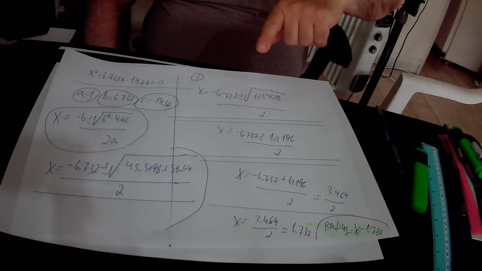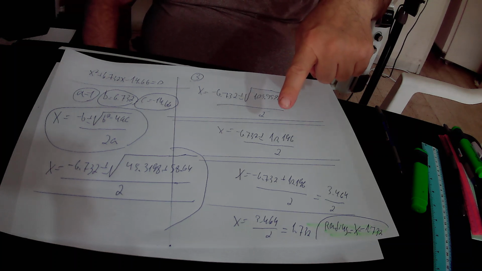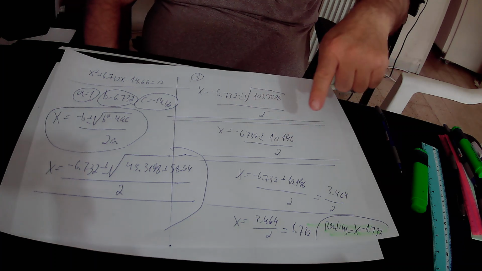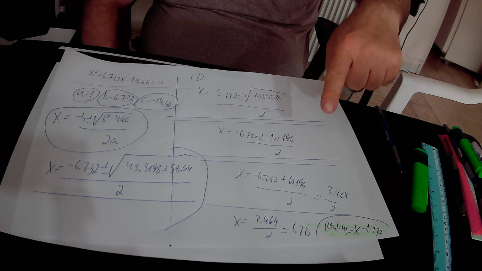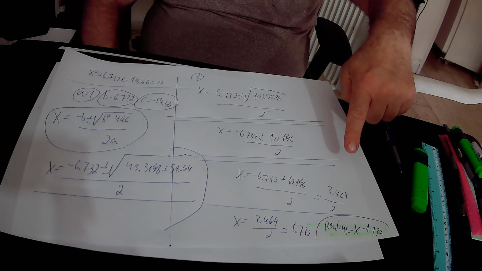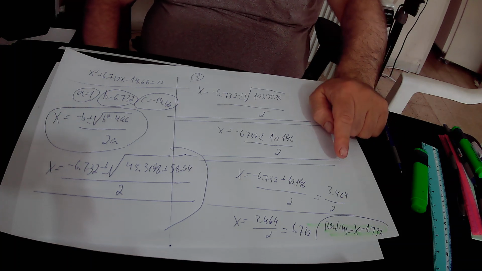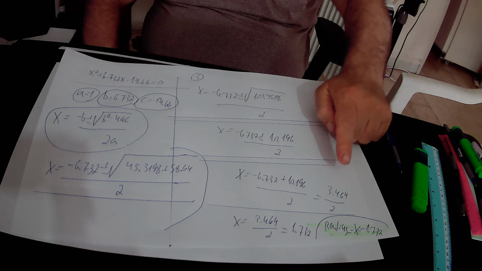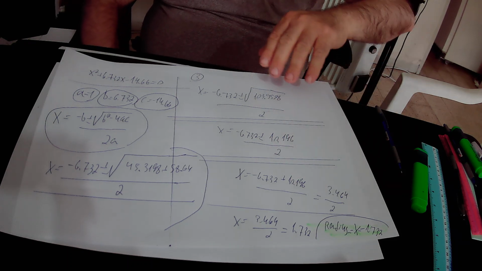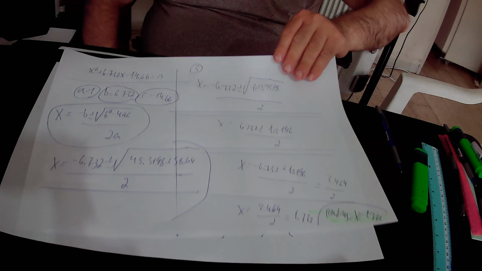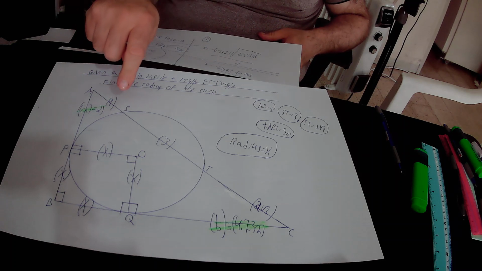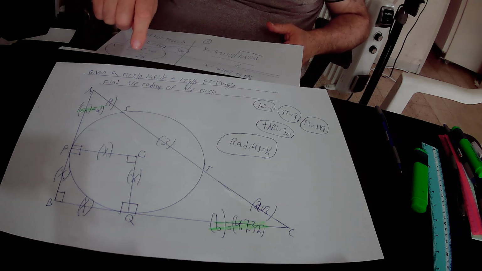The positive solution for x is x equals minus 6.732 plus 10.196, over 2, and minus 6.732 plus 10.196 equals 3.464. So x equals 3.464 over 2, which equals 1.732. In conclusion, we found that the radius of this circle, which is x according to our definition, equals 1.732 units.